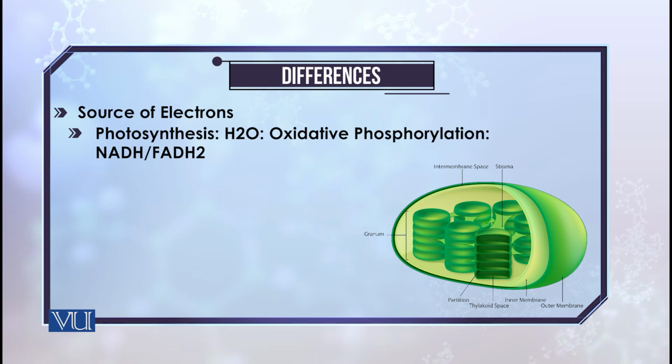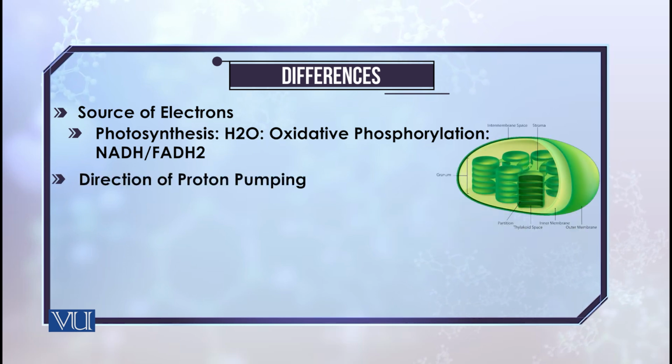First of all is the source of electrons. For photosynthesis, the source of electrons is water. Of course, first of all, the electrons are activated by the excitation of the light. But the electrons which come into photosystem II are because of the splitting of the water. So the source of electrons in photosynthesis is water. In oxidative phosphorylation, which takes place in the mitochondria, it is the NADH and FADH2, which you get from the Krebs cycle or glycolytic pathway. Direction of proton pumping is also interesting here.